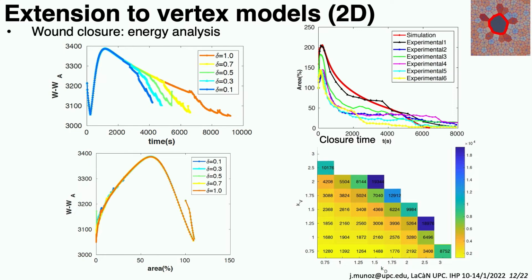That was interesting, and those were vertex contributions, so cell cortex contributions, versus cell bulk or the cytoskeletal contributions that you have in the cells. It seems to be more sensitive to the cortex contributions of the cells. And these numbers here are the closure time. So it seems to be more sensitive to the stiffness of the vertices.